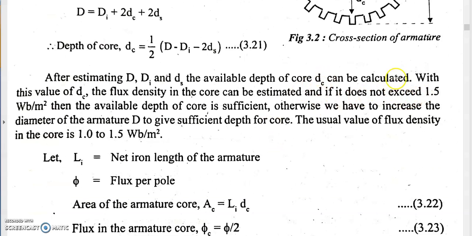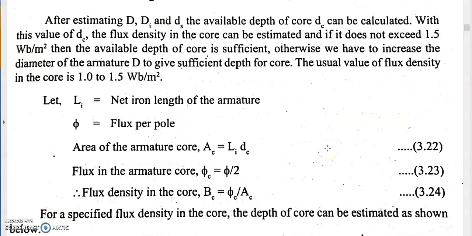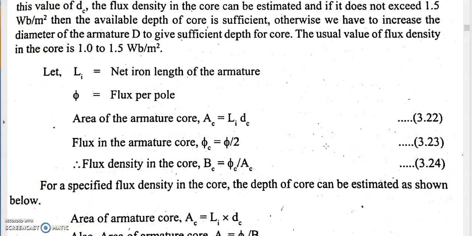Armature core flux density should not exceed 1.5 Weber per meter square, and the range of flux density for the armature core is 1 to 1.5 Weber per meter square. At any point it should not exceed 1.5 Weber per meter square. So that condition will be verified by calculating the flux density in the core.